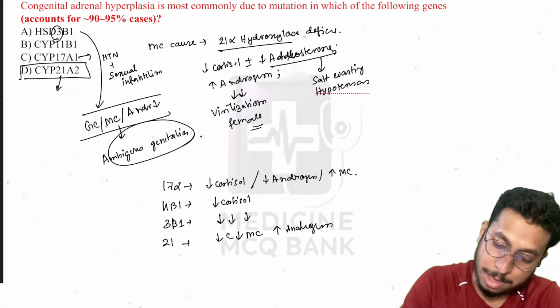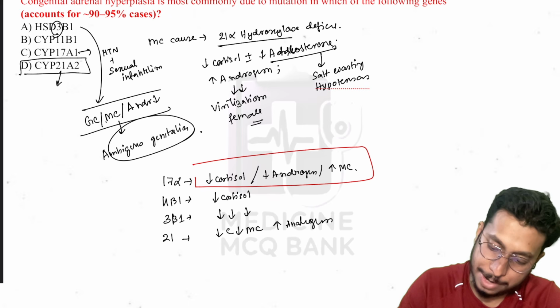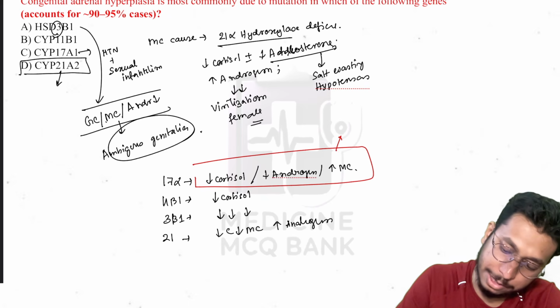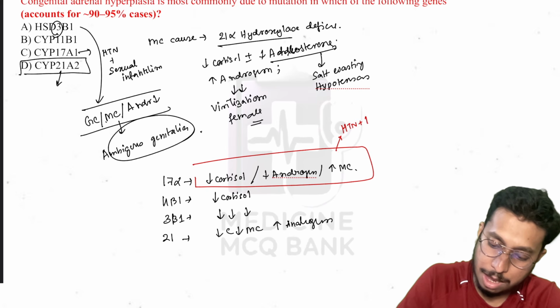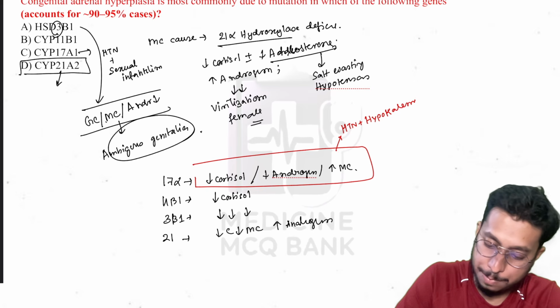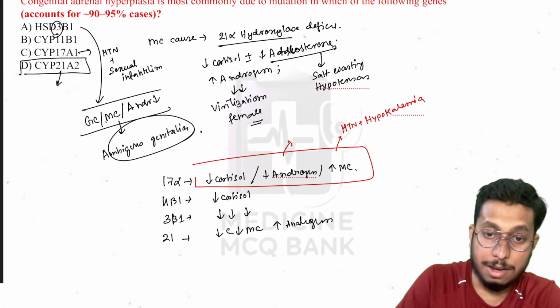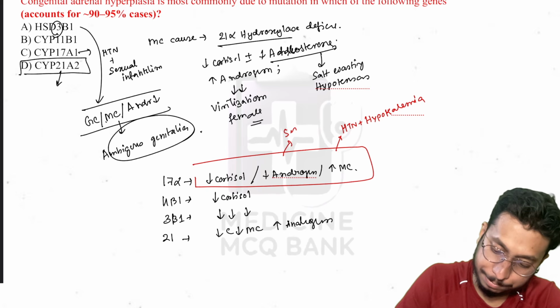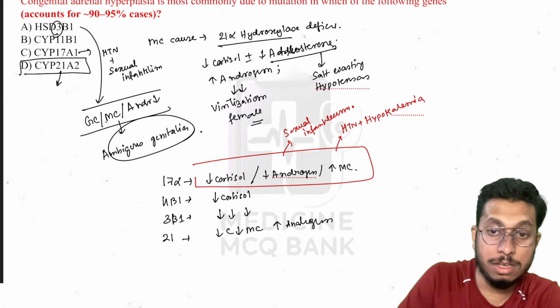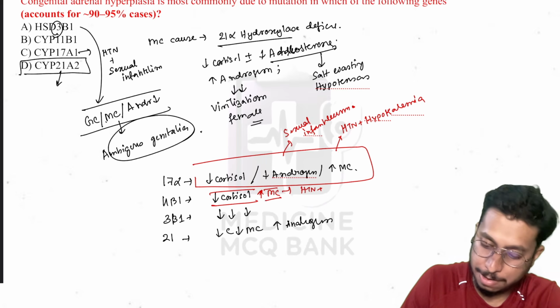What will be the symptom in 17 alpha hydroxylase deficiency? Decrease in cortisol, increase in mineralocorticoid. Increase in mineralocorticoid results in hypertension plus hypokalemia. Decrease in androgen, what will it lead to? So decrease in androgen will lead to sexual infantilism.